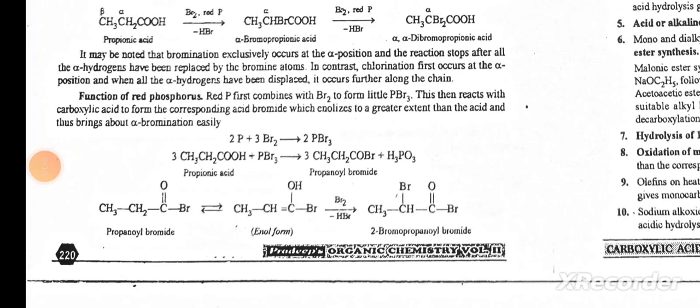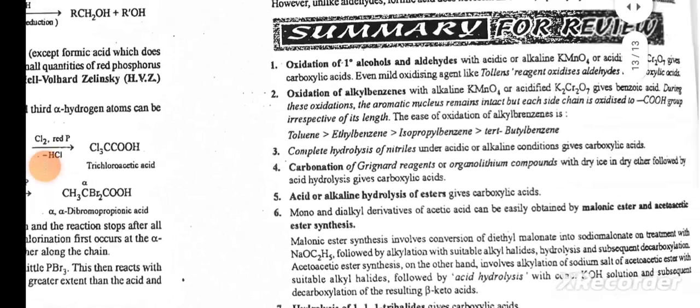Function of red phosphorus. Red P first combines with Br2 to form a little PBr3. This then reacts with carboxylic acids to form the corresponding acid bromide, which enolizes to a greater extent than the acid and thus brings about alpha bromination easily. Propanoic acid, propanoyl bromide, enol form, 2-bromopropanoyl bromide.